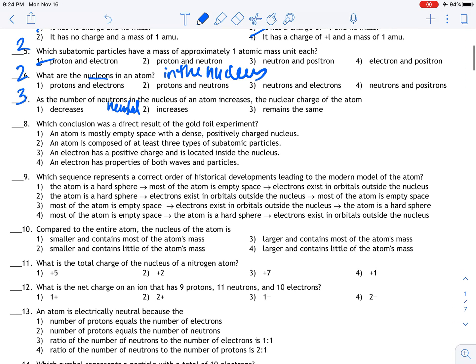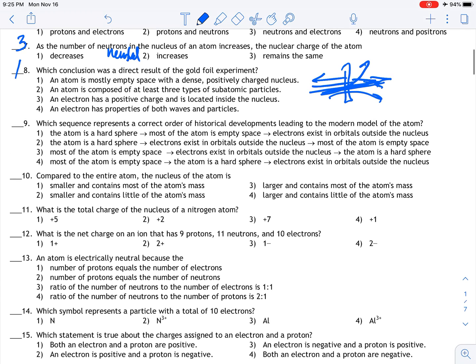What conclusion was a direct result of the gold foil experiment? An atom is mostly empty space with a dense, positively charged nucleus. Boom, that's it. And that's because you had that thin gold foil. Most of the alpha particle beams went straight through. Some came off at weird angles, and very few came back. So that's because most of it's empty, except for that small positive nucleus.